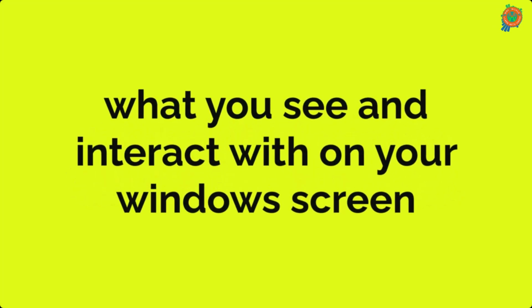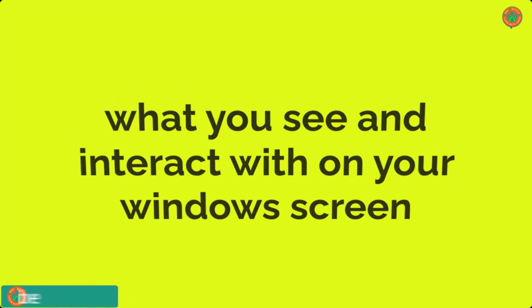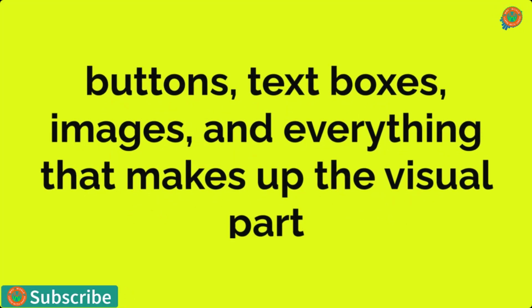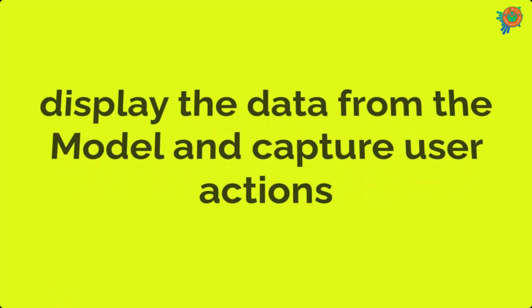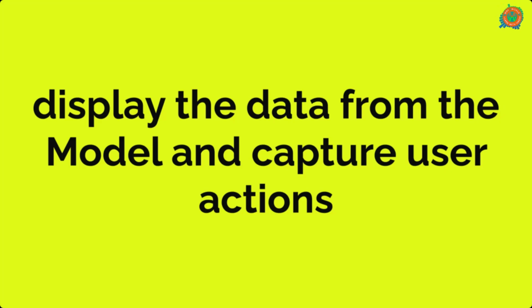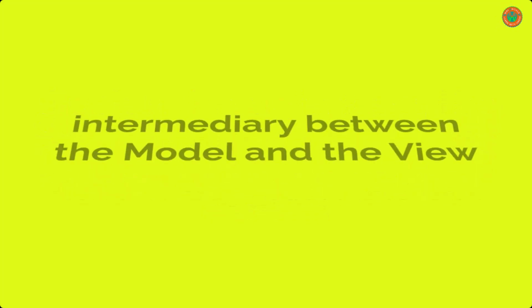What is the view? The view is what you see and interact with on your Windows screen. It is the button, text box, image, and everything that makes up the visual part of your application. When we click on a button or type something in a text box, that is user interaction. The view's job is to display the data from the model and capture user actions.